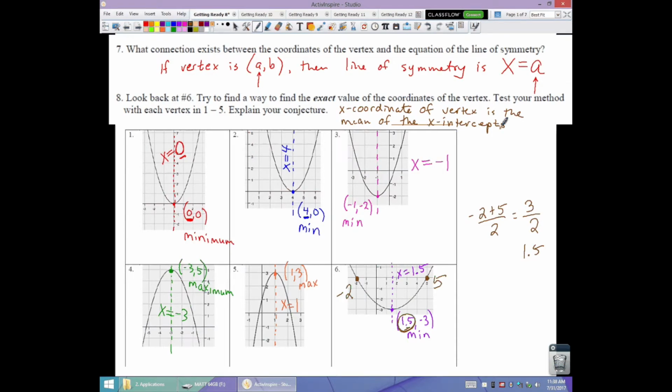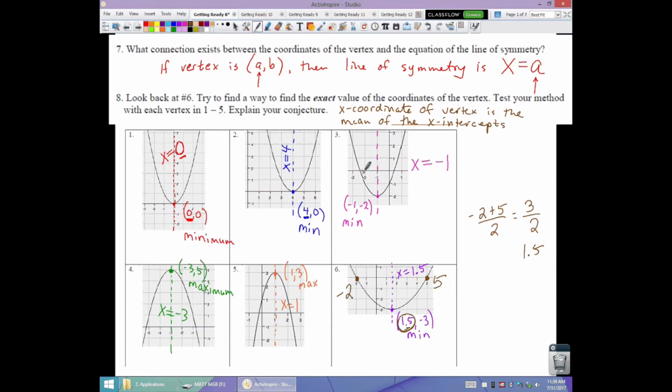Okay. Again, that's assuming we have two x-intercepts. Sometimes we have none or one. Right. If we go back and verify that, we would have to look just at the ones that have two x-intercepts. So on number 3 here, now this looks like it's maybe 1 1/3 and -2 1/3.